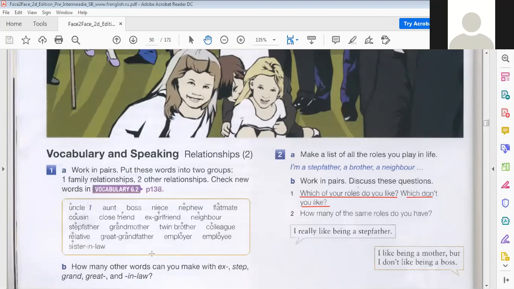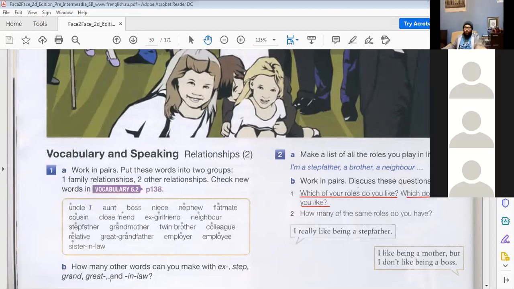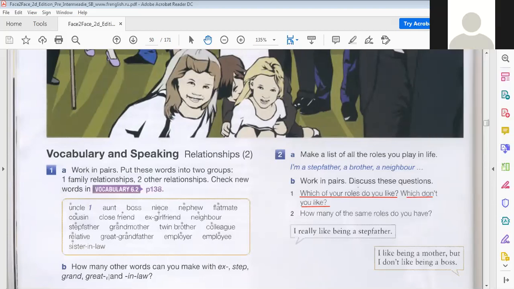Nice. What about you, Manan? Do you like all the roles, or not all of them? Manal, can you hear us? Okay, Manal can't hear us. Suhaib, what about you? Are there any roles you don't like? Or do you like all of them? Yes. You like being the son and the brother, the cousin, the nephew? Okay. All right, all right.